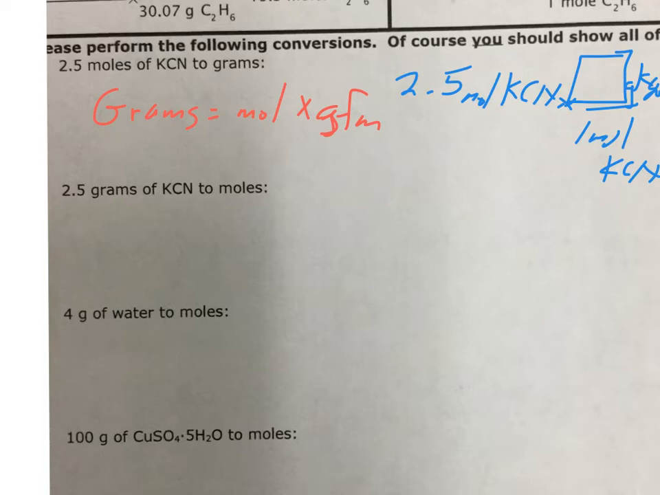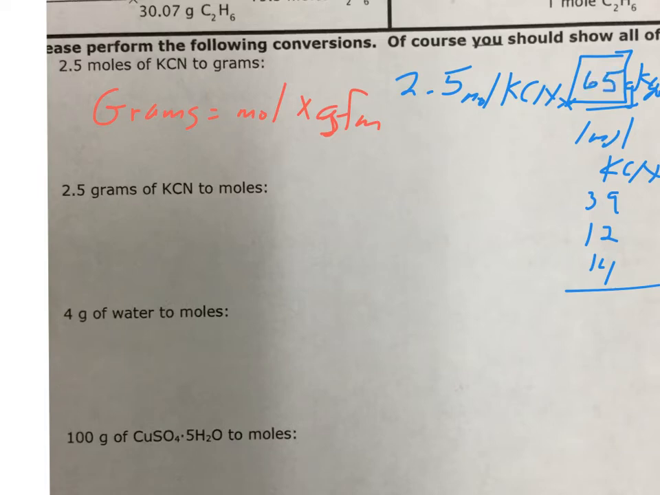K weighs how much? 39. Carbon weighs how much? 12. And then nitrogen weighs how much? 14. So we're going to add all this up. 39 plus 12 plus 14. How much is that? 65. So you're going to have 65 grams up here.